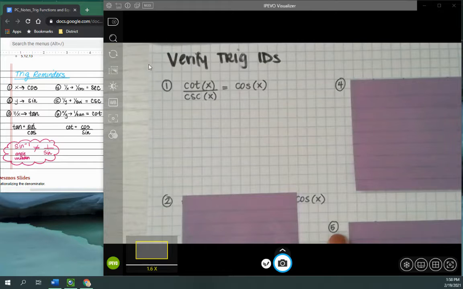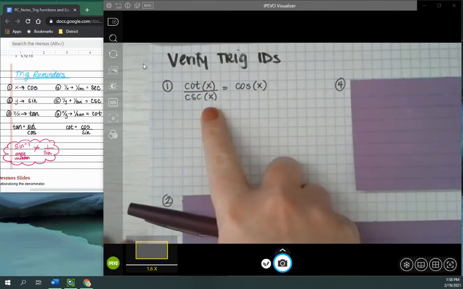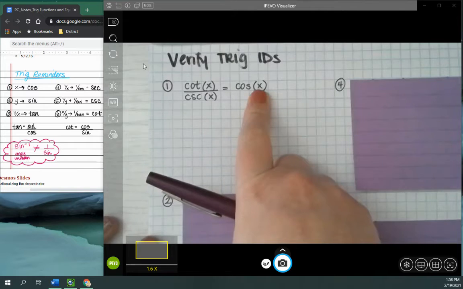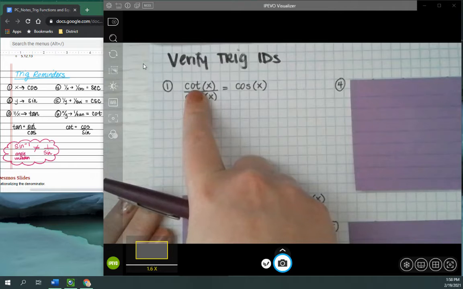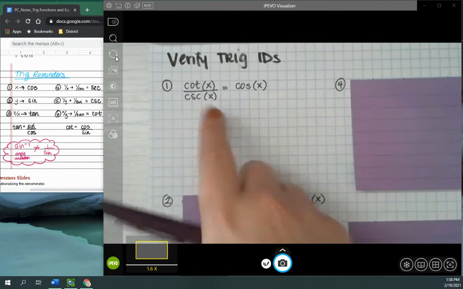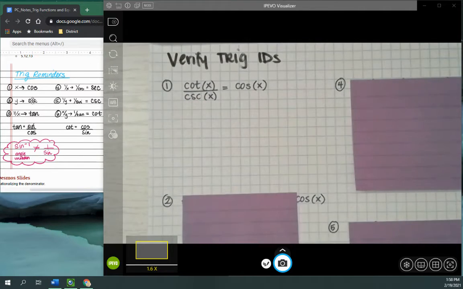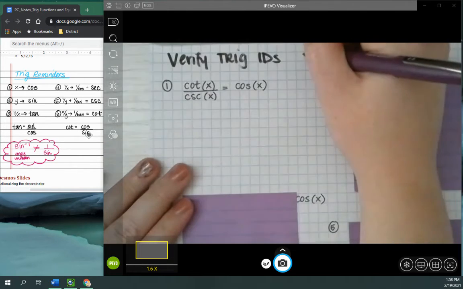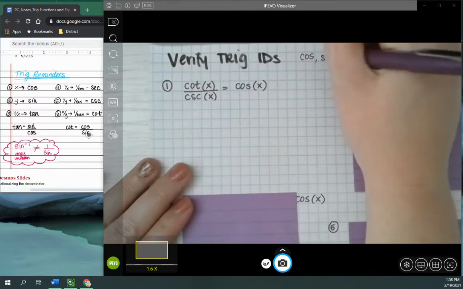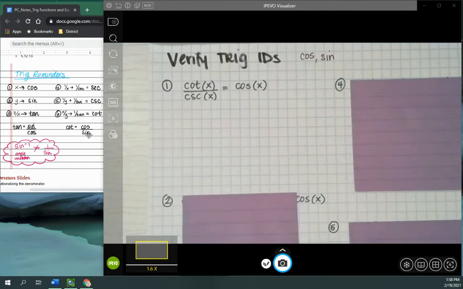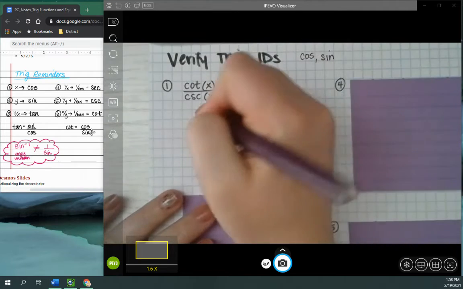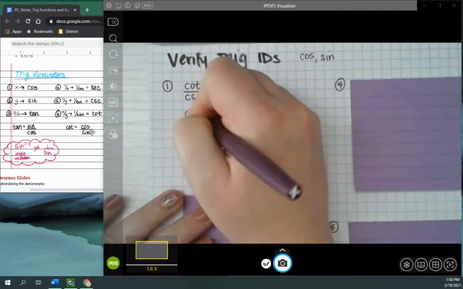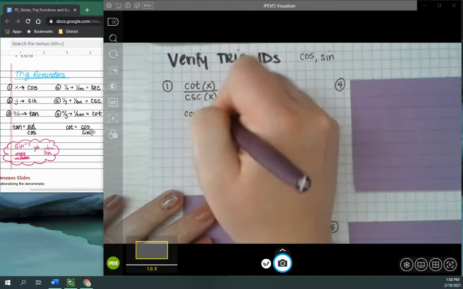So we're going to look at example 1. I have cotangent and cosecant, and I want it to turn into just a cosine. So what I need to do is use what I know about cotangent and cosecant in my notes page. Cotangent is cosine over sine, and our goal is to put things in terms of cosine and sine. That way we know what we can reduce. So I'm going to keep it on the top of the fraction, and I'm going to put cosine over sine.